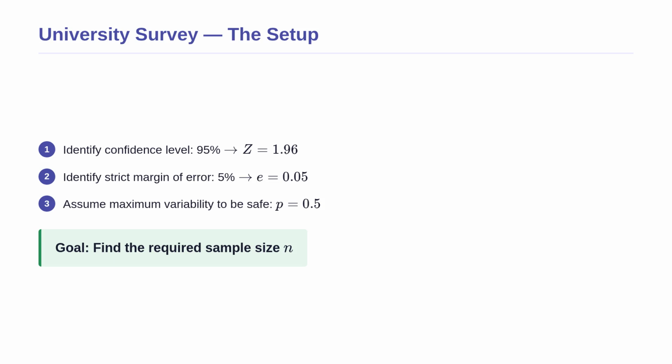Before we move on, let us see this formula in action with a concrete example. Suppose you are a researcher wanting to know the percentage of students at a massive university who support a new library policy. You want to be 95% confident in your results, which corresponds to a standard Z-score of 1.96. You also want a strict margin of error of 5%, so E is 0.05. Assuming maximum variability to be safe, we set P to 0.5. Let us find out exactly how many students we need to survey.